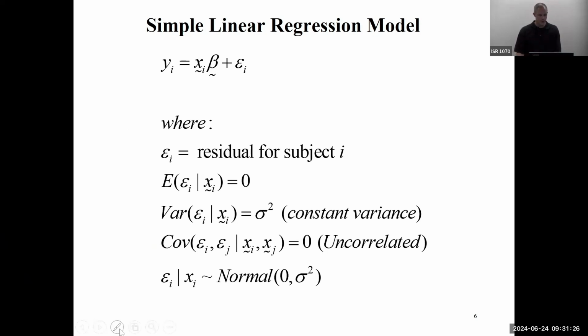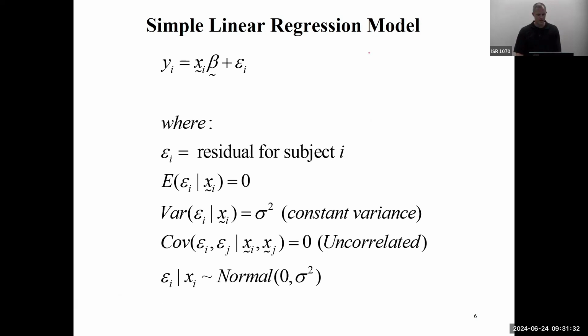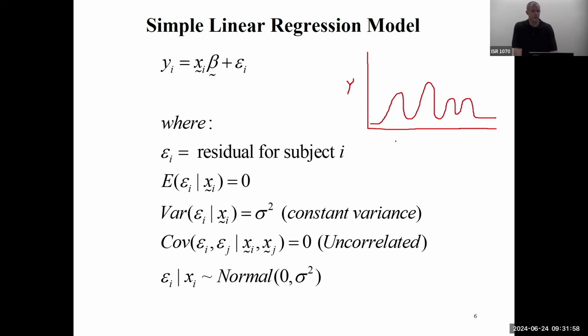Okay, this is another crucial misunderstanding among people fitting linear regression models. Suppose I give you a distribution of a dependent variable that looks like this. Is that a reasonable distribution of a dependent variable to consider for a simple linear regression model? Why not?